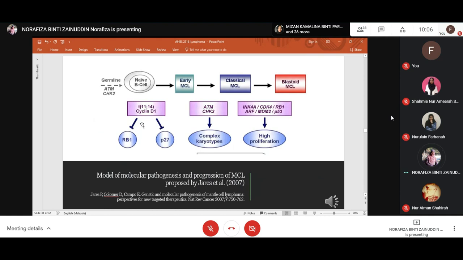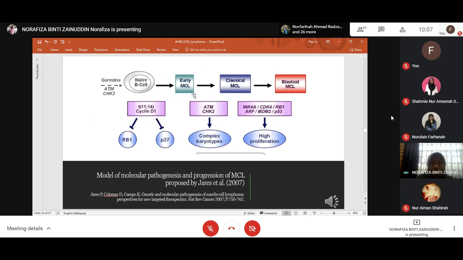All right. So this is the model proposed in 2007 by Jarvis and colleagues. The model of molecular pathogenesis and progression of MCL: from naive B cell, there is a translocation of chromosome 11;14 and also cyclin D1 overexpression, which blocks RB1, also P27.